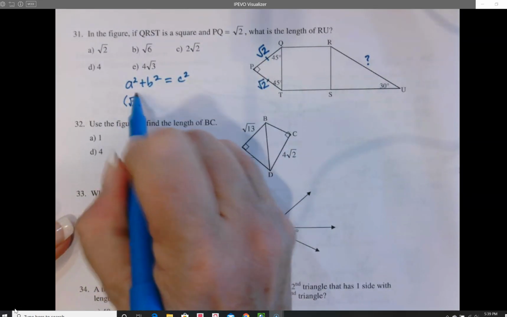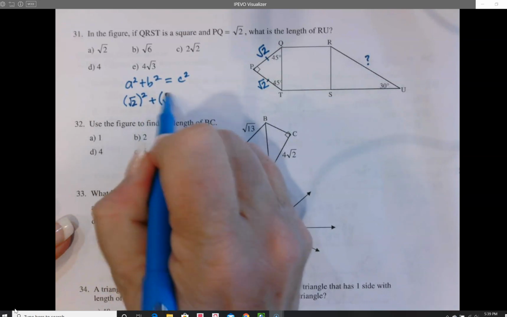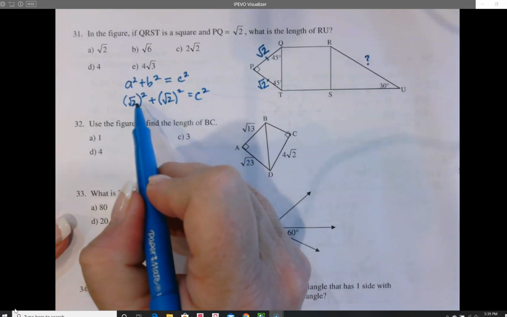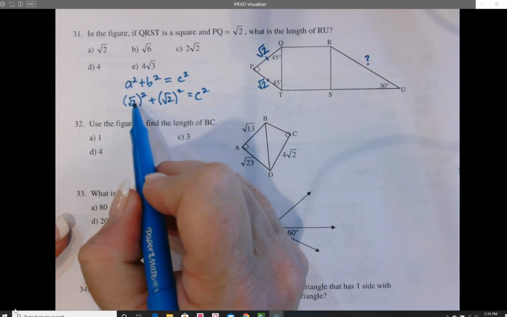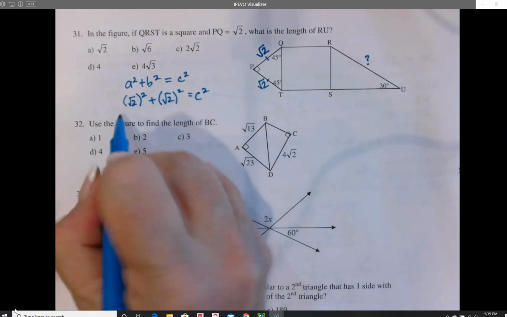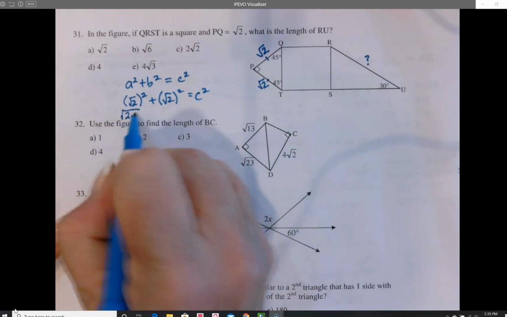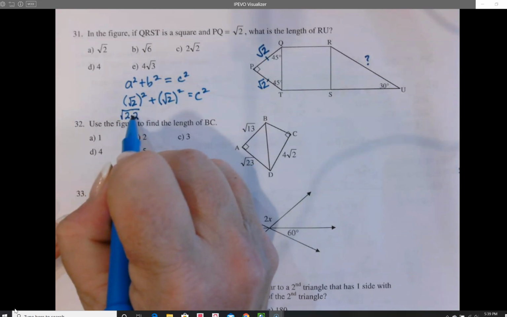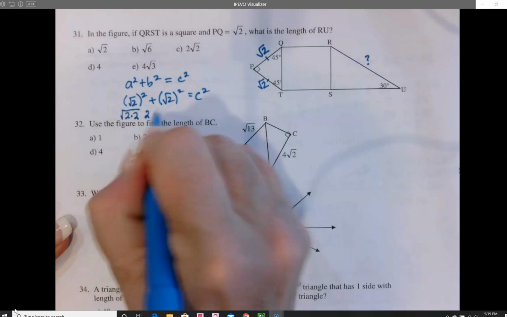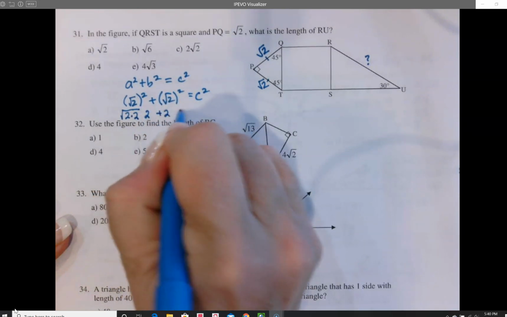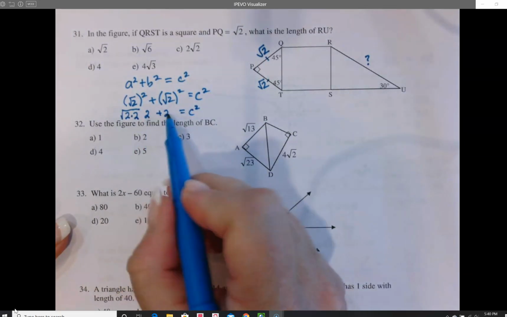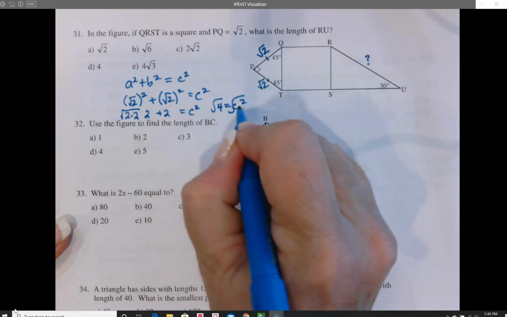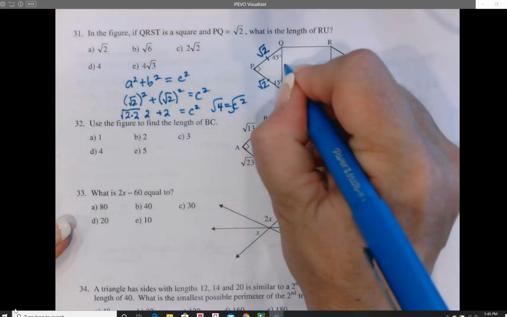So I'm going to plug in my square root of 2, and square root of 2 squared equals c squared. So you can use your calculator, or the way I think about the square root of 2 squared is that it's like this. So that's the square root of 2 times the square root of 2, which is the square root of 4, which is just plain old 2. And square root of 2 squared again is 2, equals c squared. So 2 plus 2 is 4. So when we are looking for c, we want to do the square root of 4, which is just 2.